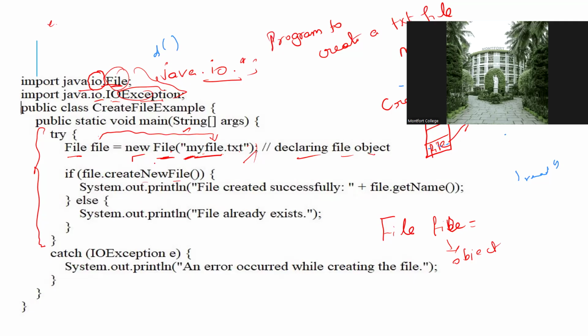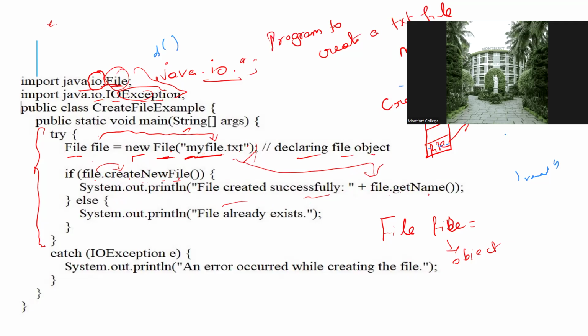File is the object, present here. createNewFile is the function. By using this, we are going to create a file. So what I'm going to do here: File created successfully, it will print. file.getName means which name will we get? myfile.txt we will get here.